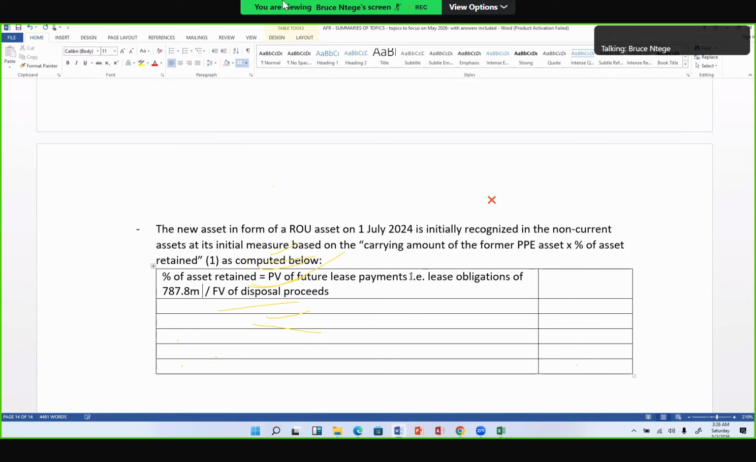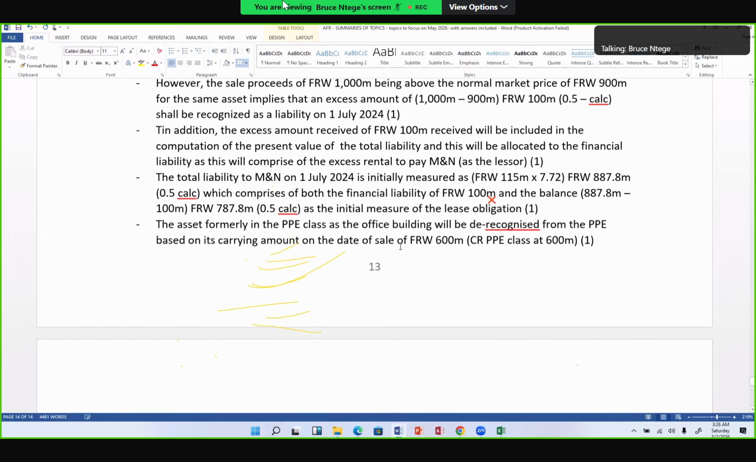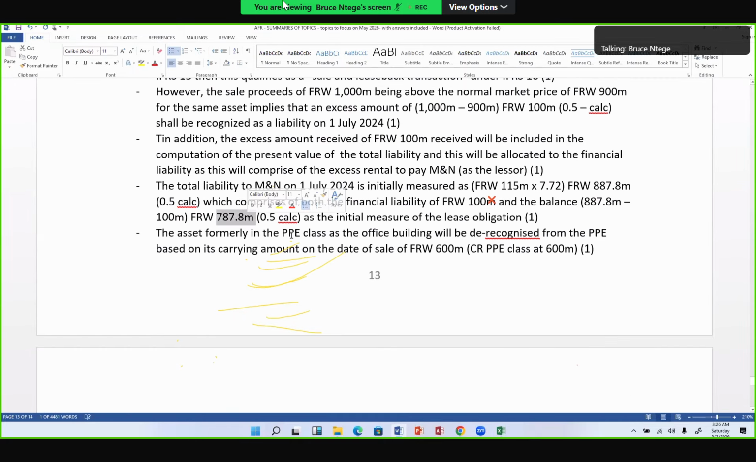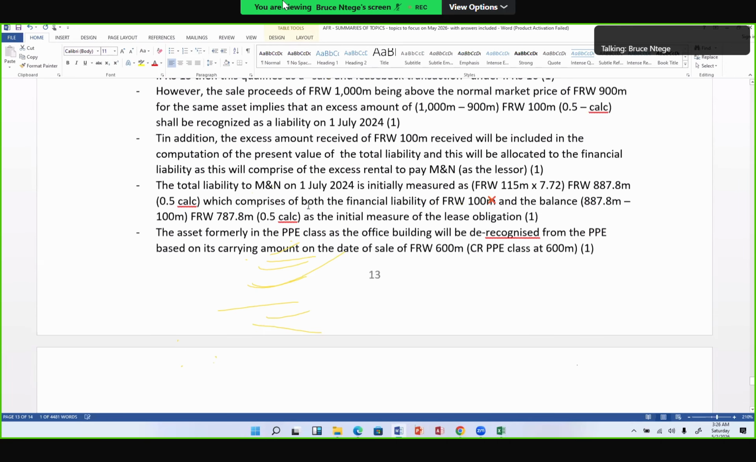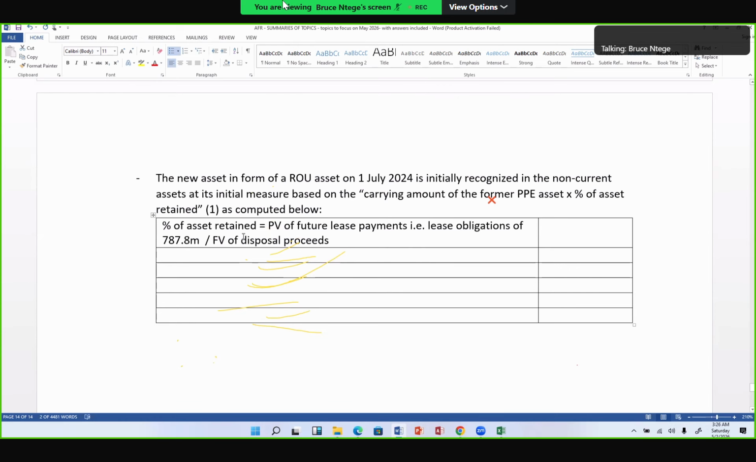Let's go back. 787, is it 787? Yes, 787.8 million. So there are students who would have said 887.8, when clearly the formula for getting the percentage retained is present value of future lease payments, which is the lease obligation figure. And that's 787.